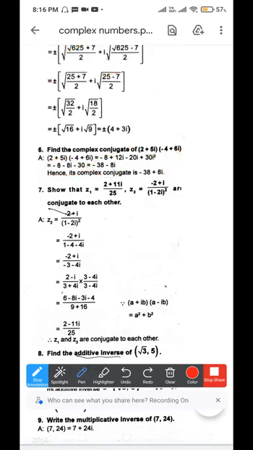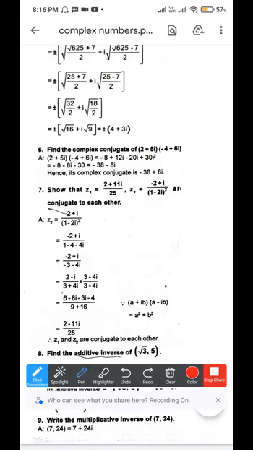Now, what is the complex conjugate? If a + ib is the complex number, then the complex conjugate will be a - ib. a - ib is the complex conjugate. Got it? So we are having +8i, we wrote -8i; we are having -8i over here, we wrote +8i.